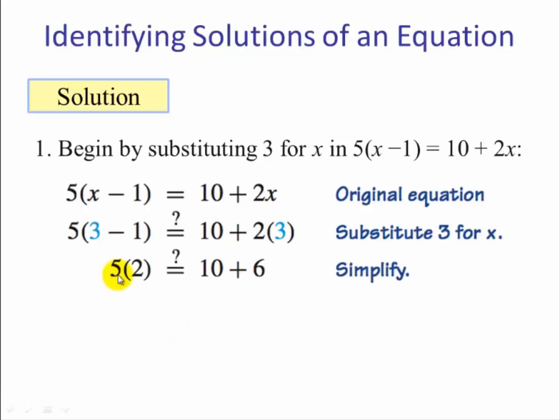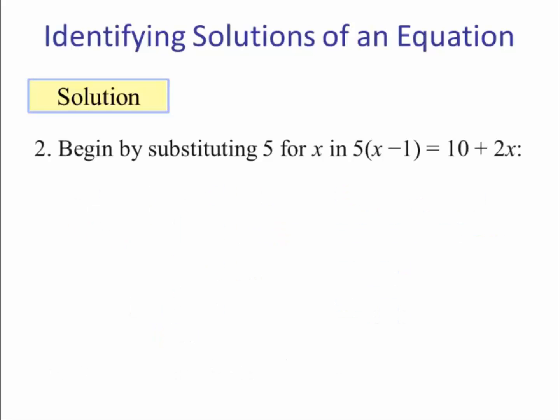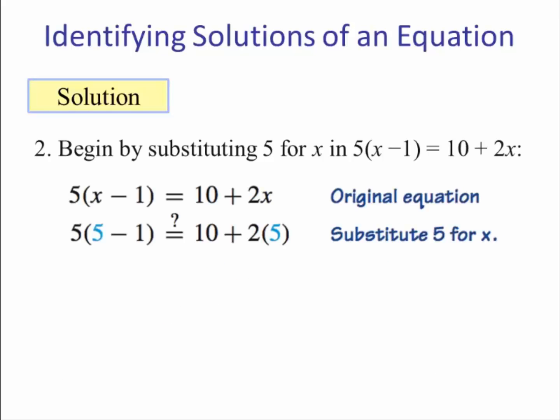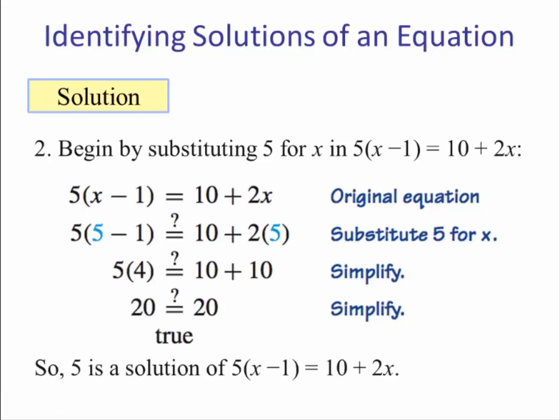So we see that 5 times 2, does it equal 10 plus 6? And the answer is no. 10 does not equal 16. This is a false statement, so 3 is not a solution. Number 2, now we substitute 5 in for x. Do the same procedure as the previous example, but this time we end up with 20 equals 20. This is a true statement, therefore 5 is a solution to that equation.